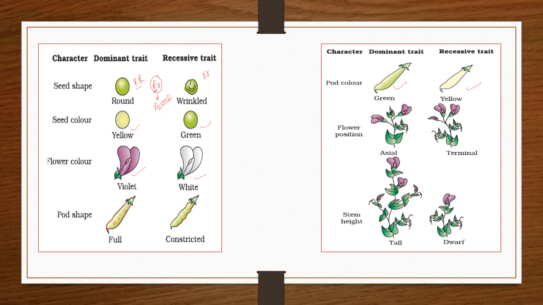Flowers are present at the axil. This is the axial region. For example, here it is a stem and it is a flower. At this junction, this region is called the axil, and it is dominant. If flowers are formed at the terminal region, then this region is called the terminal, and it is the recessive. Stem height, that is length: tall is dominant, and dwarf or short is the recessive.